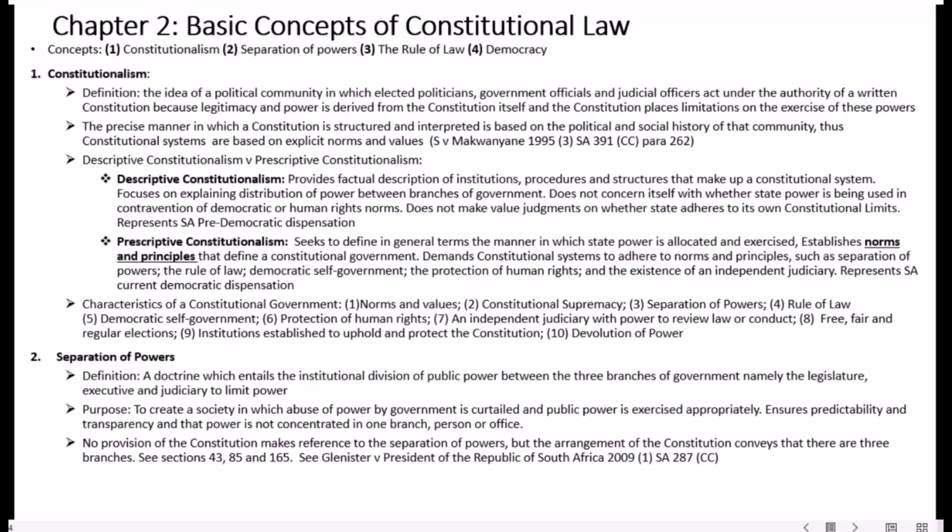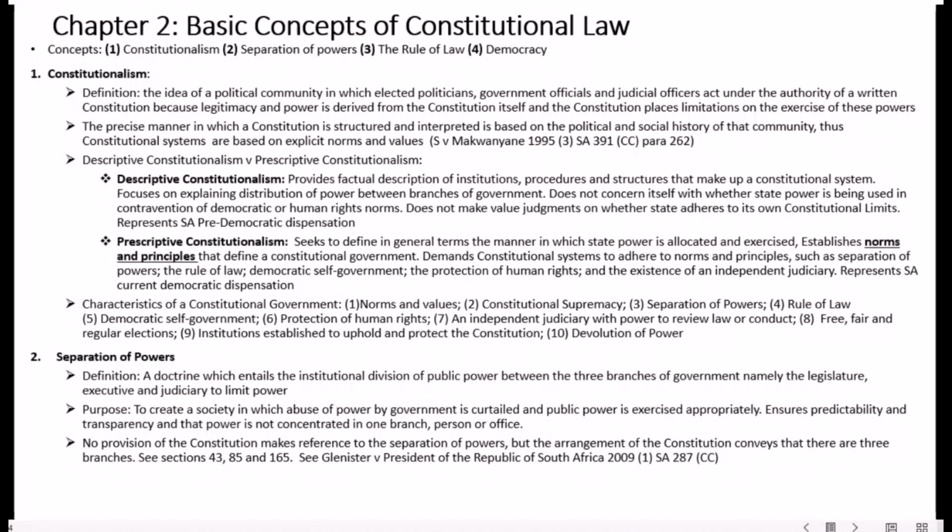So a more value-based approach here, colleagues, where we look at more than just the division of power, but we make value judgments. There are norms, there are standards, there are principles that have to be adhered to. And it represents South Africa in its current democratic dispensation. And then characteristics of a constitutional government. This is one that has norms and values. It has constitutional supremacy at the forefront.